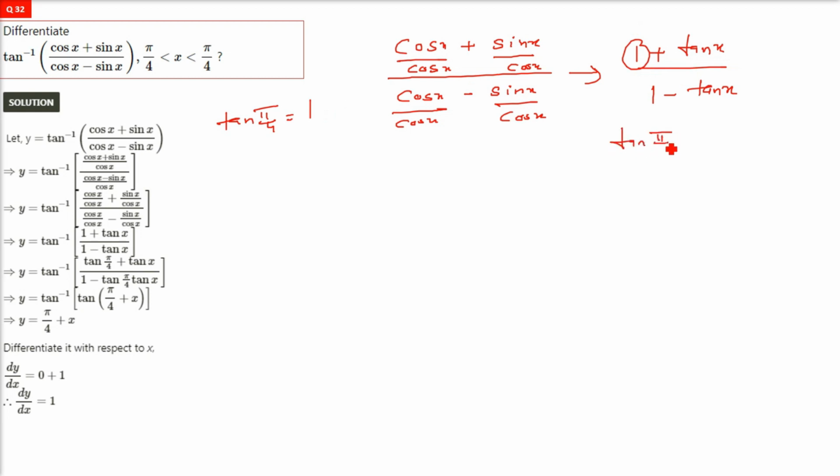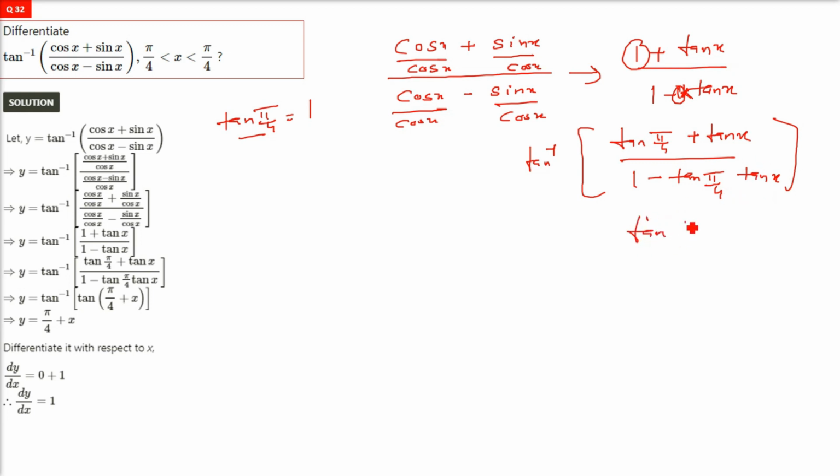So in place of this 1, I am writing tan pi by 4. In the denominator, assume this to be 1 into tan x. It is actually 1 into tan x. So tan pi by 4 plus tan x divided by 1 minus tan pi by 4 into tan x. What do we get? Because tan inverse is outside, and inside, tan a plus tan b by 1 minus tan a tan b is tan of a plus b. So you have tan of pi by 4 plus x, with tan inverse outside.